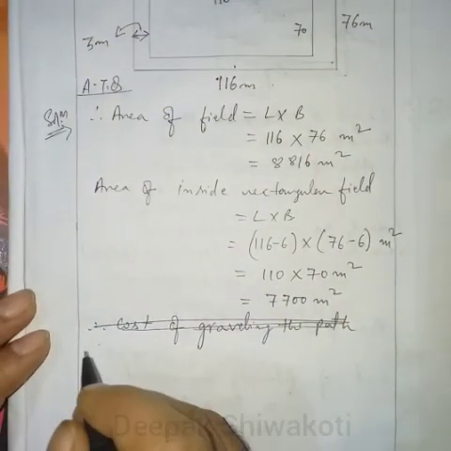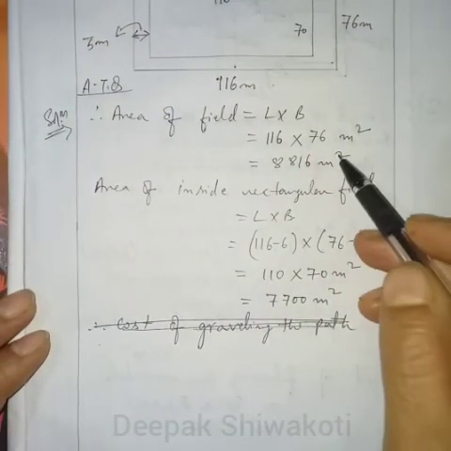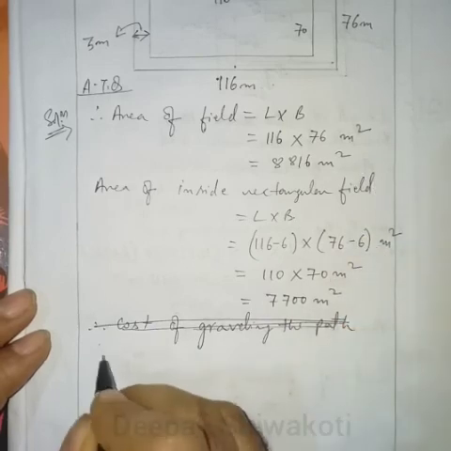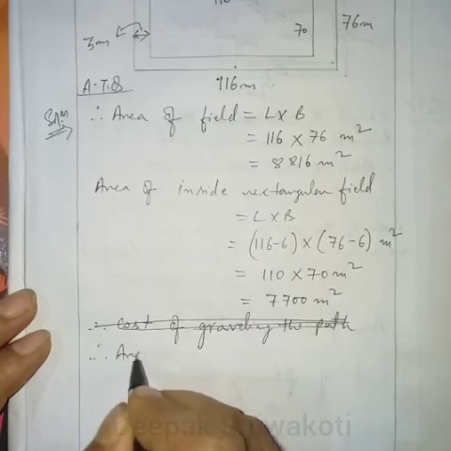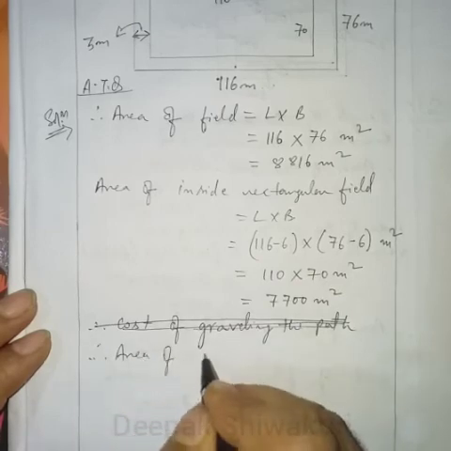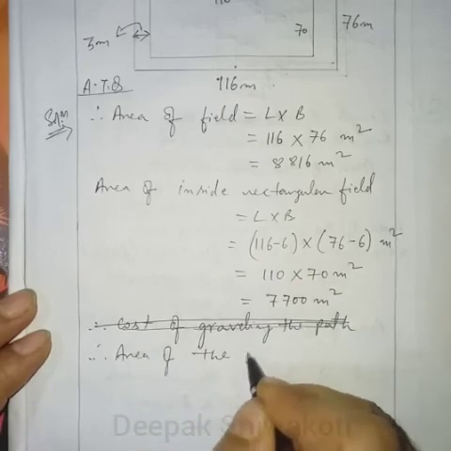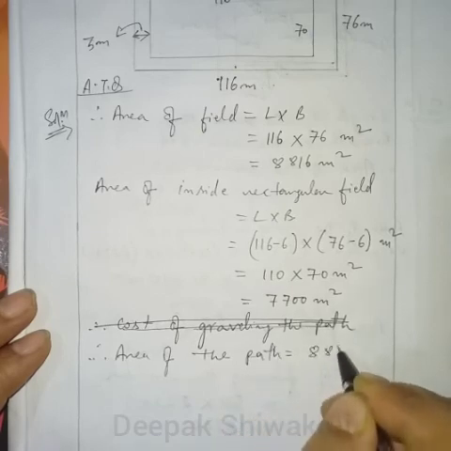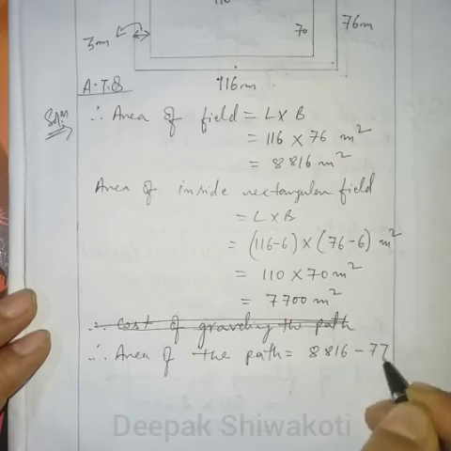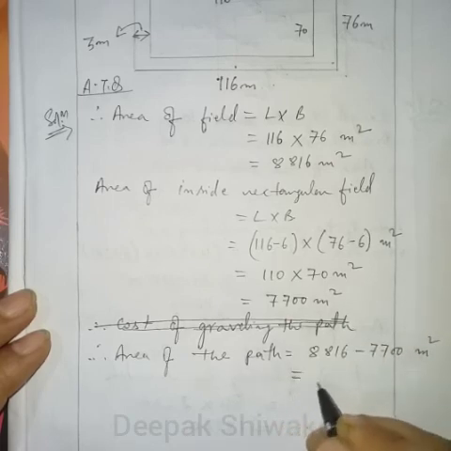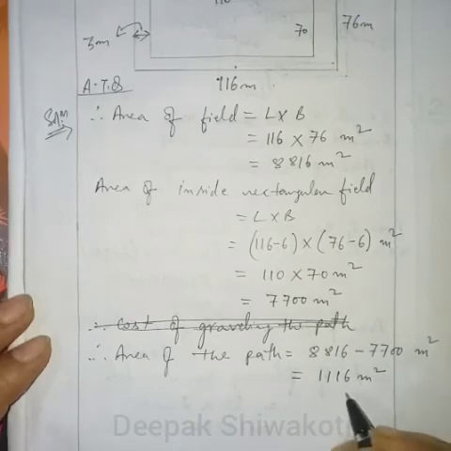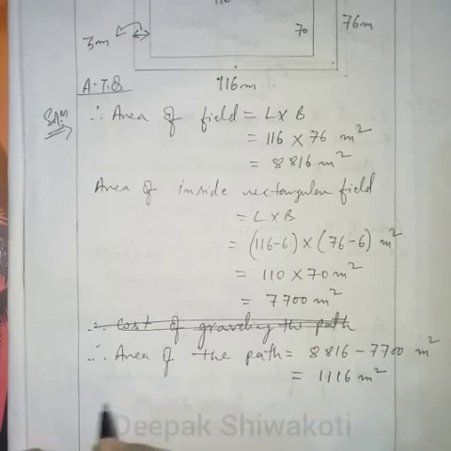So area of the path will be given by the area of the field minus the area of the inside rectangular field, isn't it? So therefore the area of the path will be equal to 8816 minus 7700 meter square. So it is equal to 1116 meter square.